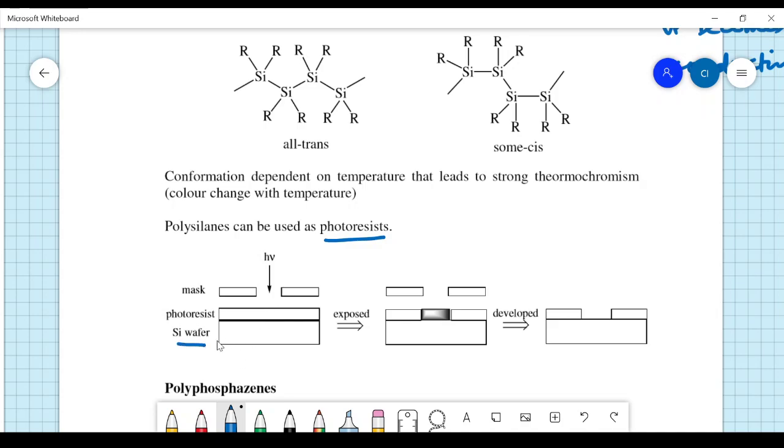Si wafer means it's a very thin layer, and then it just cuts out that particular part away from these two. So here this region is cut off. Why? Because it's capable of becoming conducting, and it's capable of the sigma to sigma star excitation. So the property is getting changed there. That is what is mentioned there.